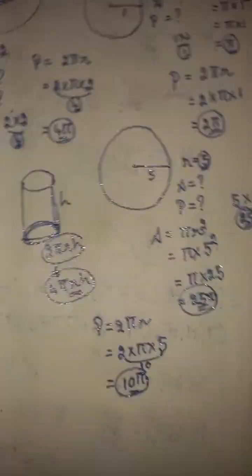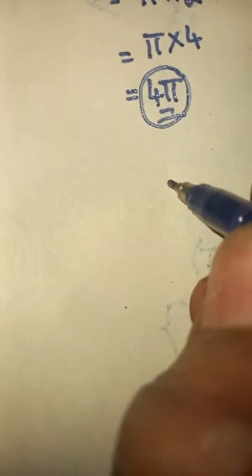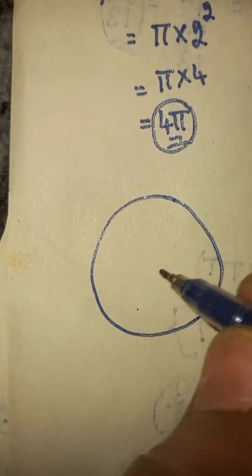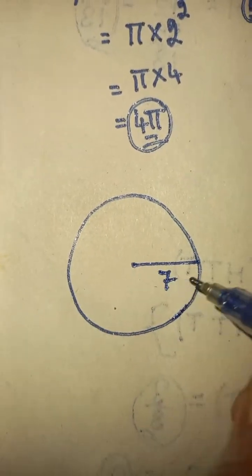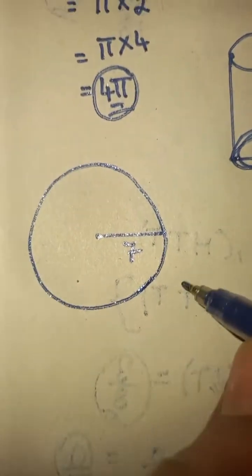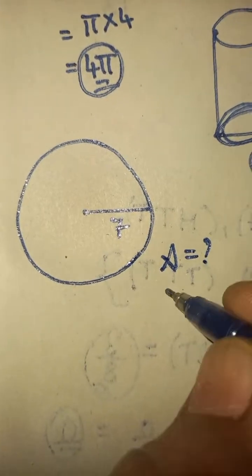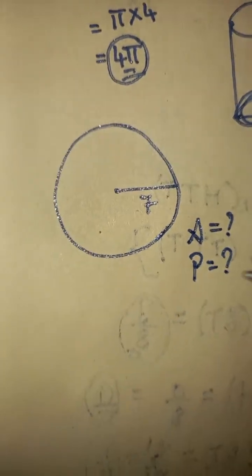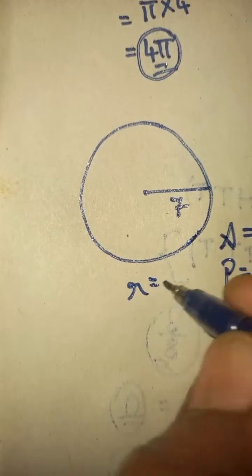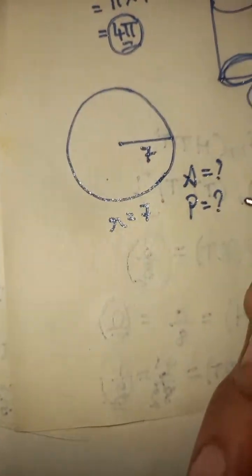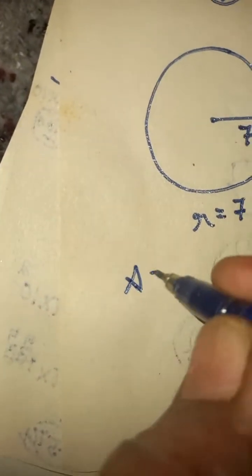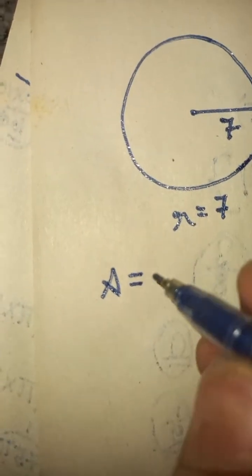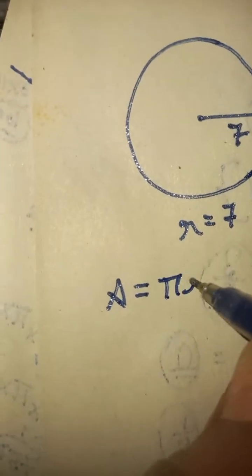Let's take one more circle. In this one more circle, they are giving it like this, and here the radius is 7 units. Even here, you need to find out the area and the perimeter. The radius of this circle is 7 units. You can start doing it in the same way. Area of the circle is pi r square.